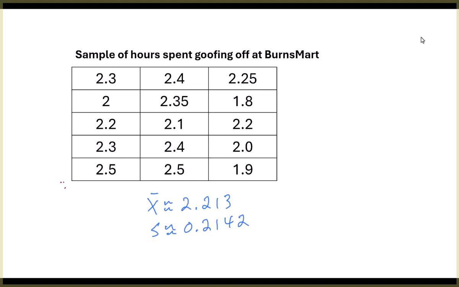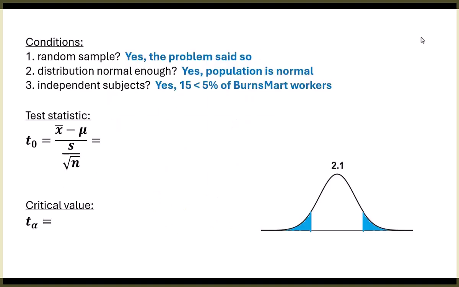We good? Okay, so how are we going to use them? Well, we're going to look at our conditions again. And a good question came up, is 15 big enough for a sample? It is if what? The population's normal. And this problem told us the population was normal. So random, yeah, the problem said so. Independent workers, yeah. 15 is less than 5% of all the workers that Burns has.